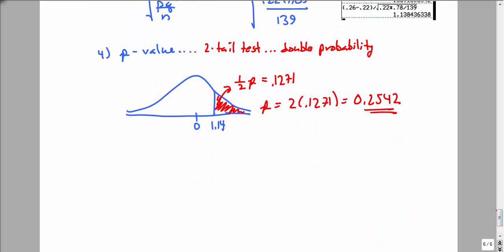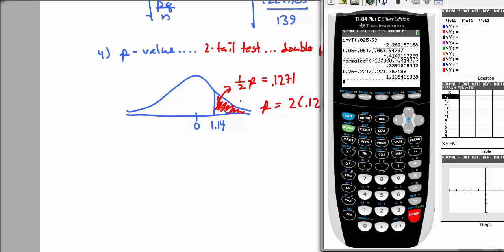Now we could also find this on your calculators. We already know the standardized value, so what we need to worry about here then is the area. So I'd use second DISTR, normal CDF. My lower value here is 1.14. Looks like my calculator's stuck. Just a second.